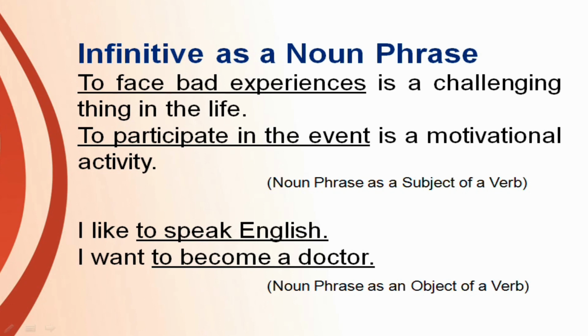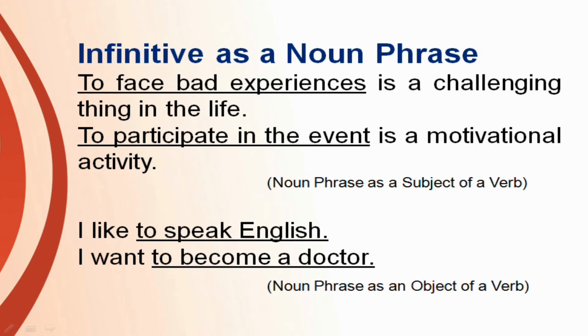Now let's see how an infinitive phrase functions as a noun phrase being an object of the sentence. I like to speak English. Here, to speak English is an infinitive phrase, and this infinitive phrase started with to plus verb first form and a noun, English. And this infinitive phrase functions as a noun phrase because this infinitive phrase takes place as an object of the sentence, and an object of the sentence is always a noun. That's why this infinitive phrase functions as a noun phrase.